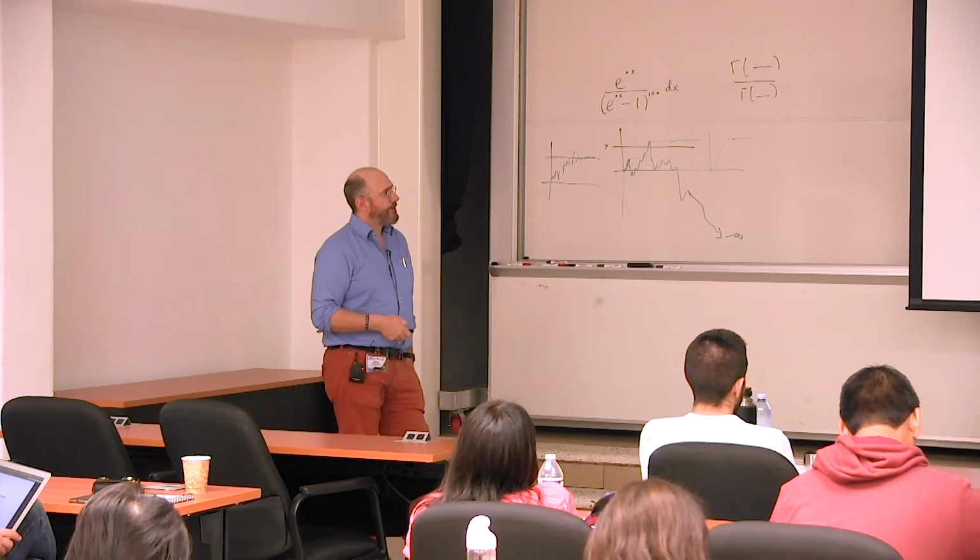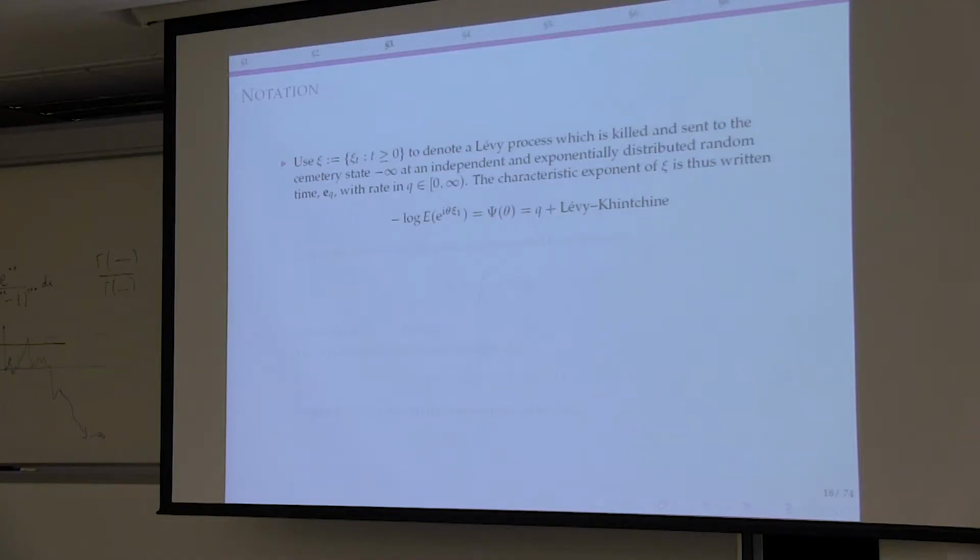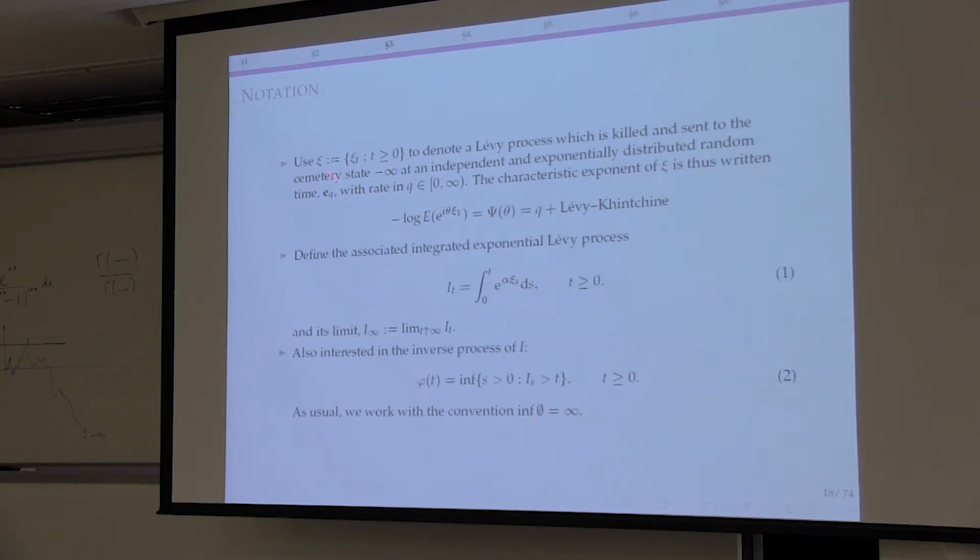What about the general theory? Let me just introduce some notation. So Xi will always be a Levy process with killing, the usual exponent appearing here. It is going to be this integrated exponential Levy process up to time t. I infinity, well, this has a limit pointwise, so I infinity is just the almost sure limit. And then this phi t is the inverse of this. This is going to be a clock, a new clock, a path-dependent clock.